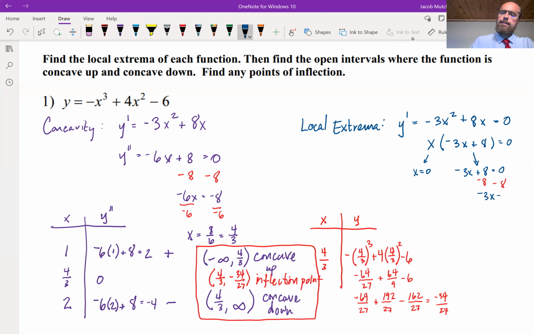And that's going to give me the fraction 8 over 3. So I got my two critical numbers. So what I need to do now is run the second derivative test and find out what's the sign of the second derivative where x equals 0 and where x equals 8/3.